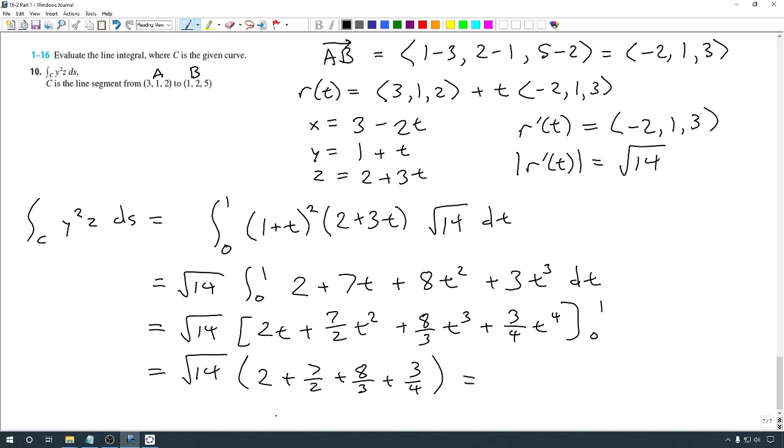Alright, and then we get to add up all those fractions. Again, I'm going to let you do that on your own. I end up getting 107 square root of 14 over 12. So that is essentially adding up the values of the function y squared z over the line segment from A to B, between these 2 points.